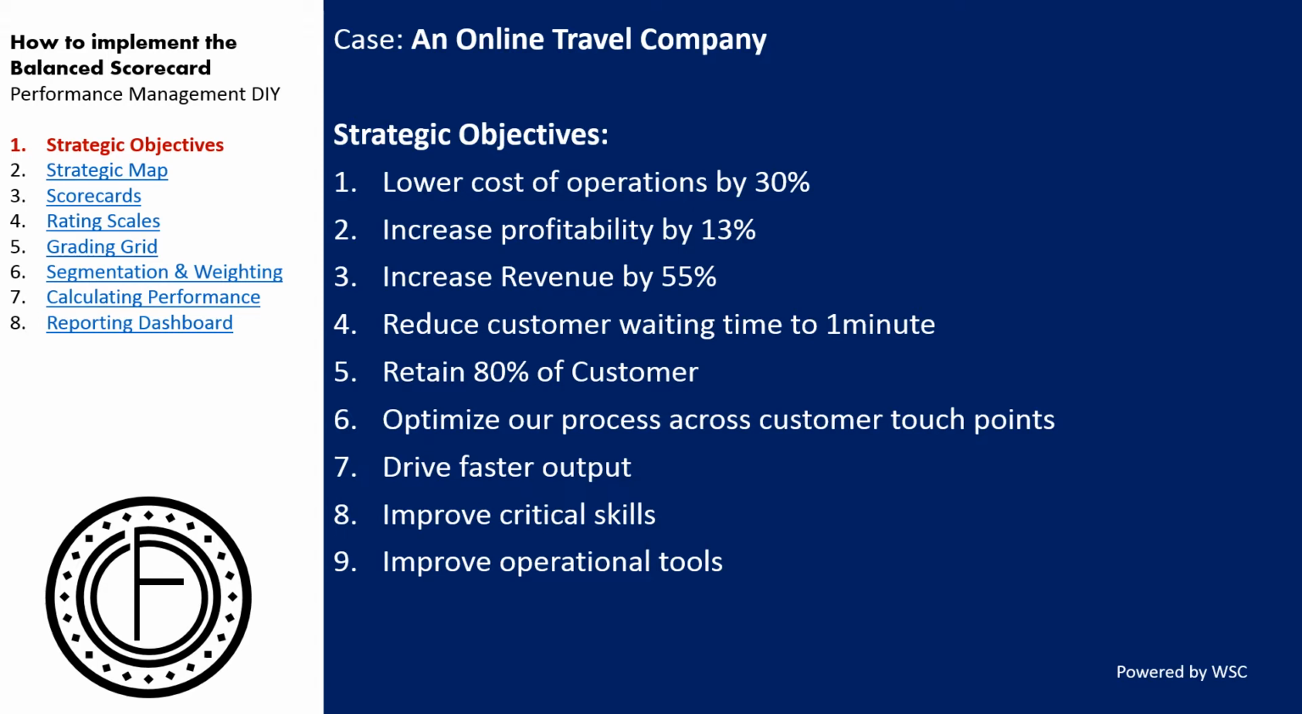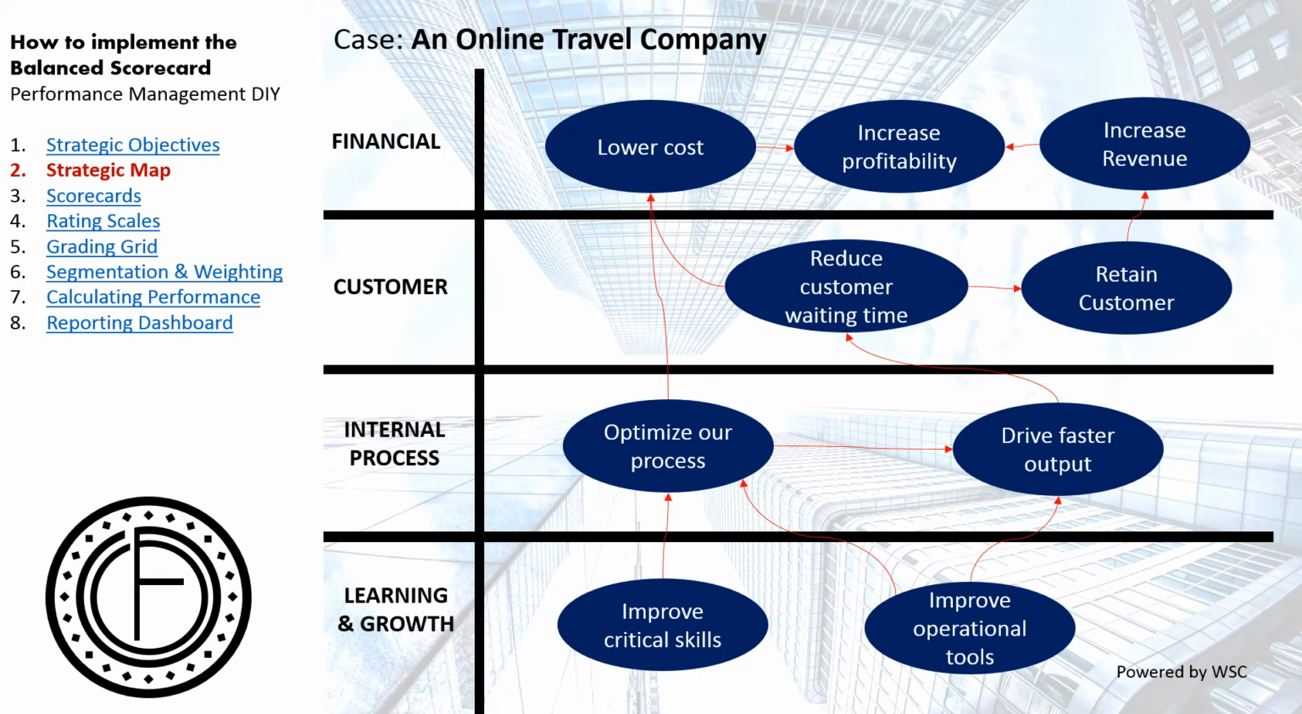Now, after this, we will look at how we can make sense of all of these strategic objectives in something called the strategic map. Okay, this is what a strategic map looks like. So you have 4 perspectives of the Balanced Scorecard. This is common, and majority of us are familiar with this. You have the financial perspective, you have customer perspective, you have the internal process, you have learning and growth.